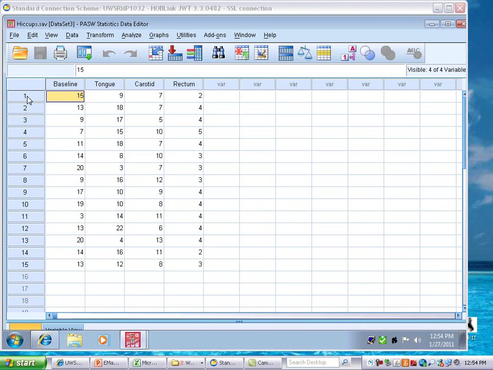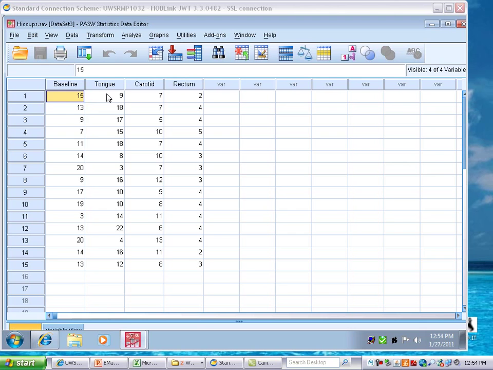far. This one is case number one, person number one. This person received 4 different treatments to try to get rid of their hiccups. Actually, the baseline is the control, so it's not a treatment. They were having 15 hiccups per minute.